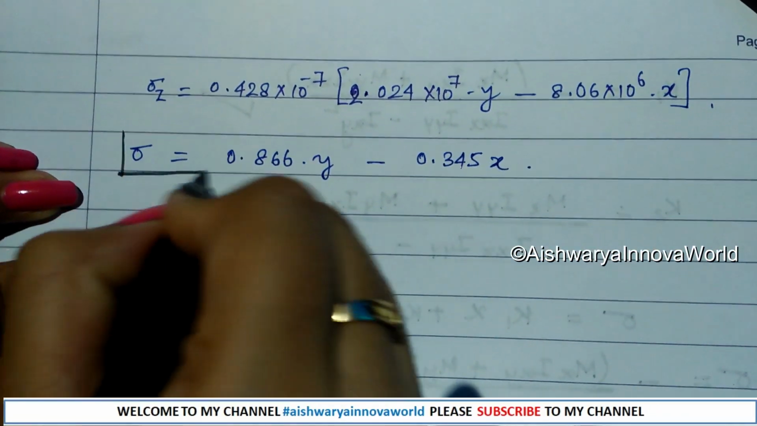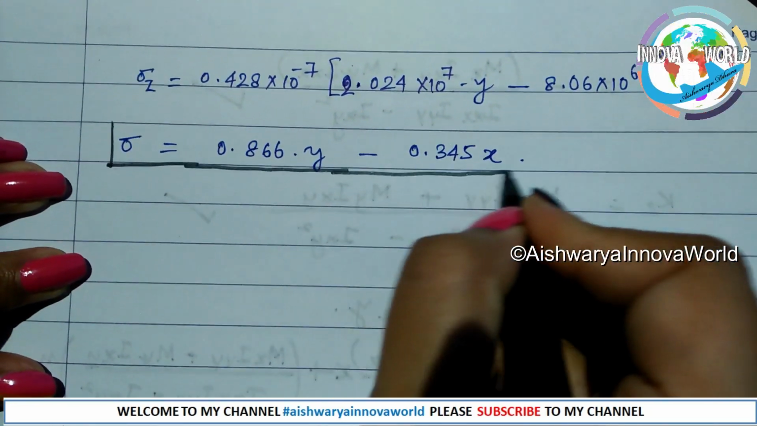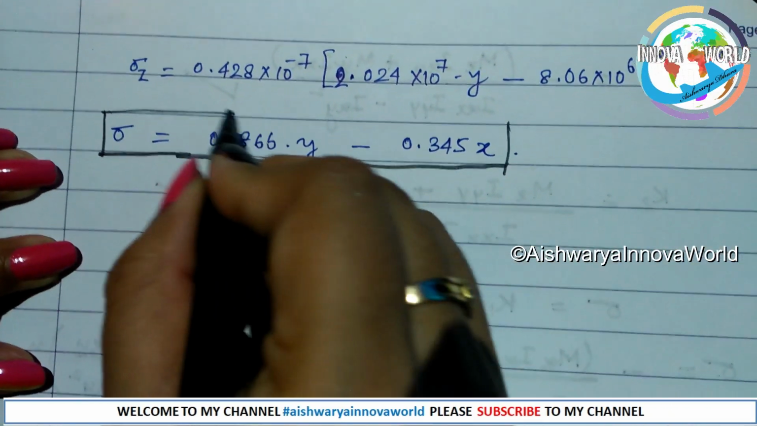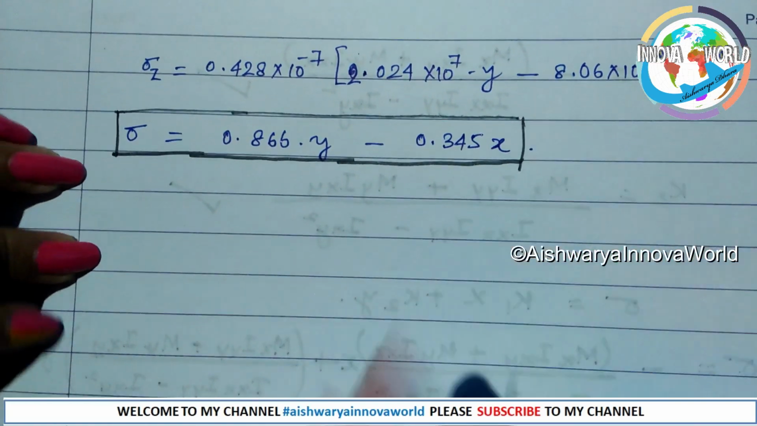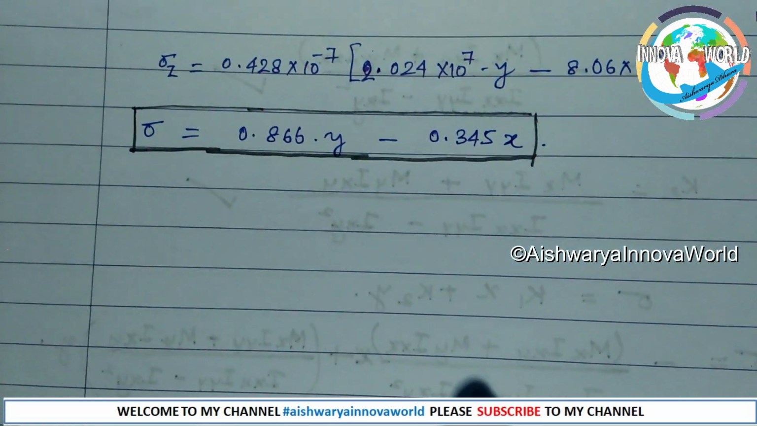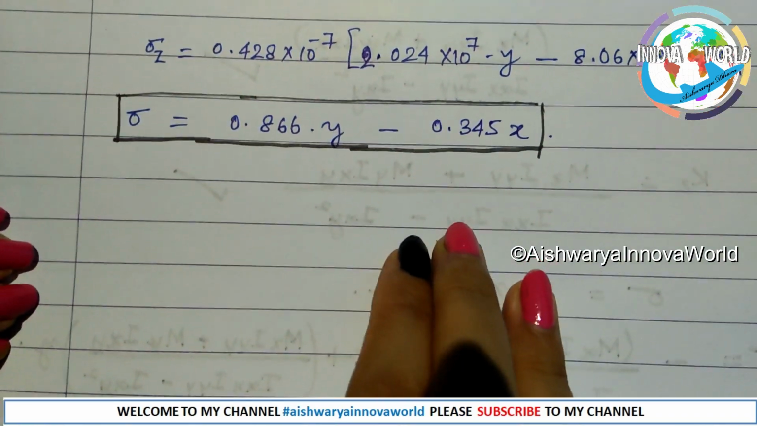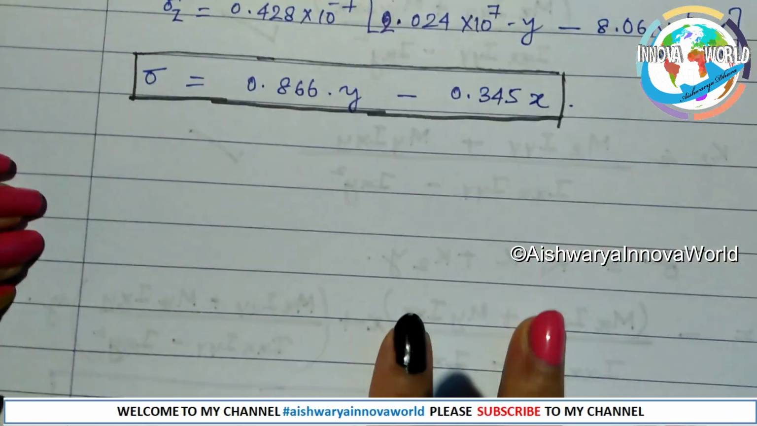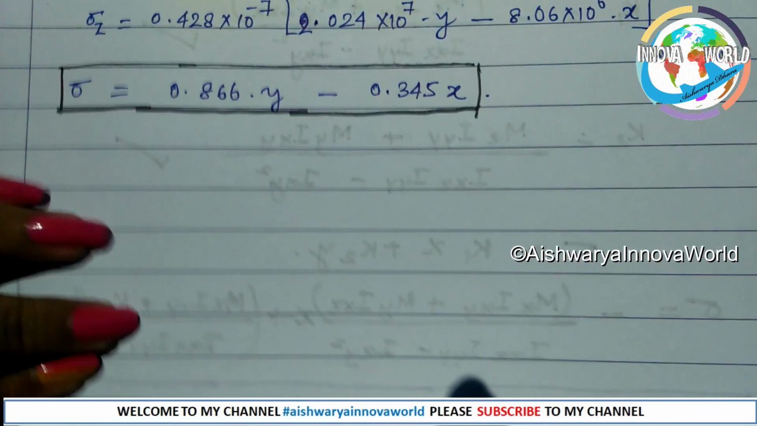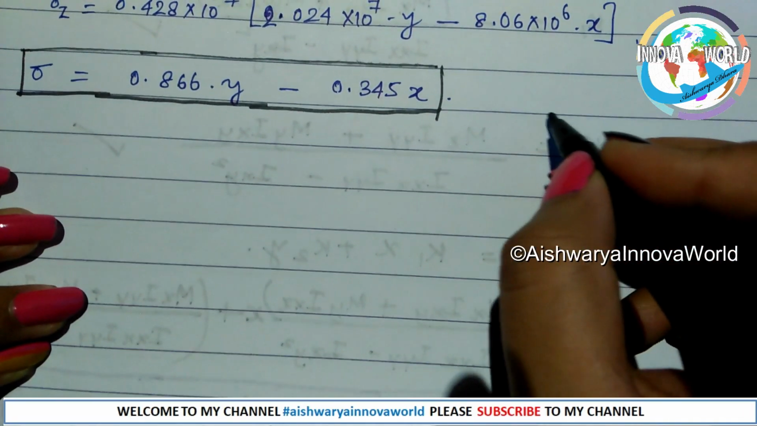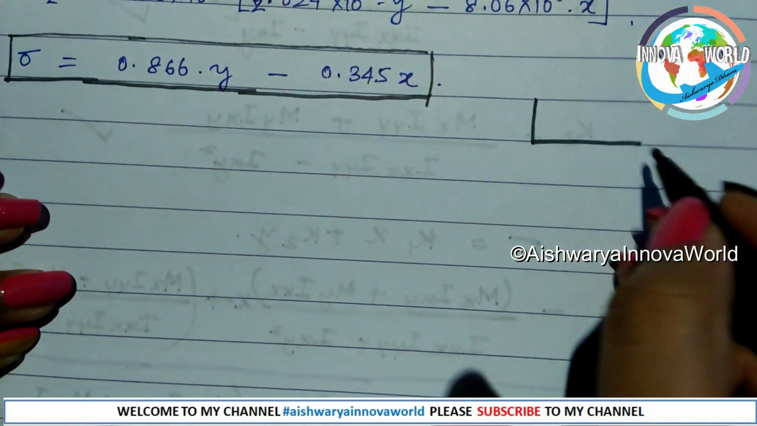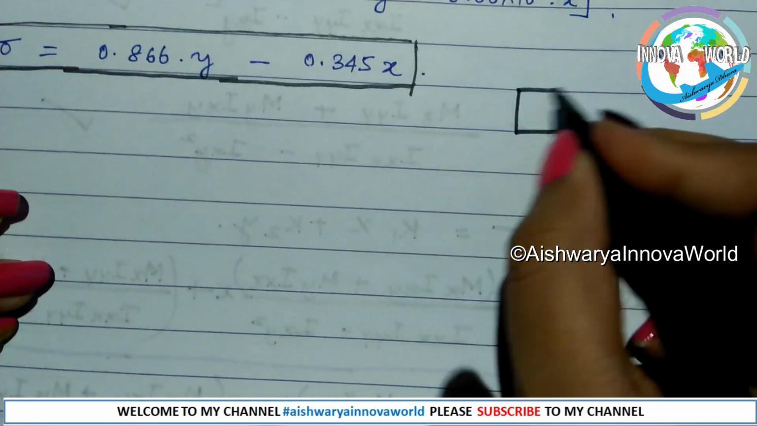You get this term. Please block this term. This is your bending stress form for this problem. Now this is where we came at the very end. After this, please recall the diagram.